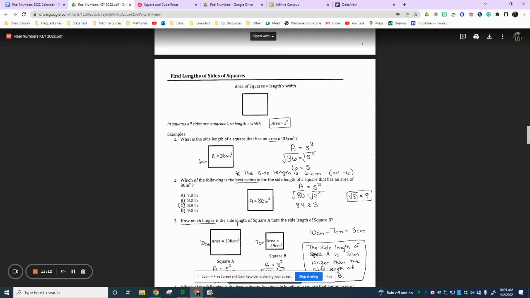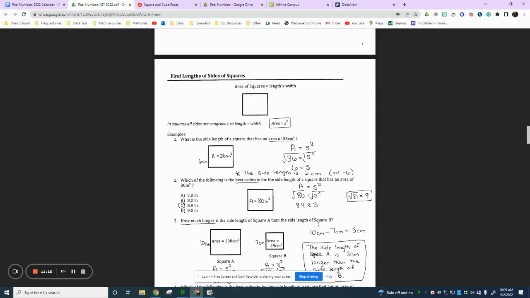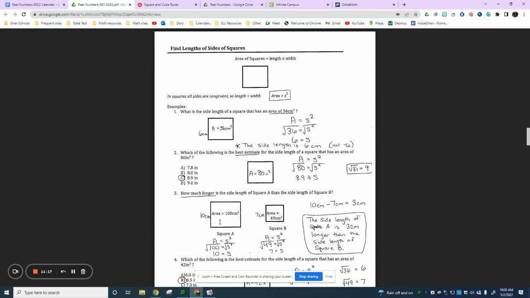Number 3, how much longer is the side length of square A than the side length of square B? So first I'm going to find the side length of square A by taking the square root of 100, and the square root of 49 to get the side length of B to be 7. And because this is how much longer, I'm going to subtract the 7 from 10 so that the side length of square A is 3 centimeters longer than the side length of square B.